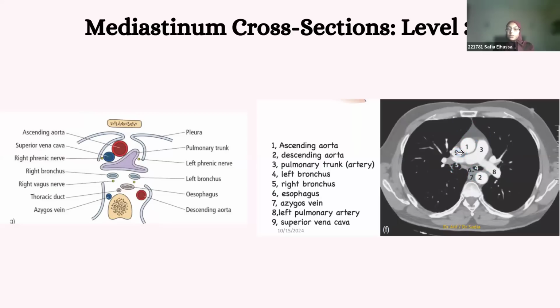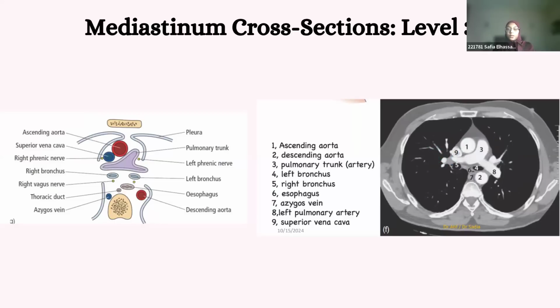And if we were to go just a little bit up, we would see that it would arch over like this. Number 3 is the pulmonary trunk. The pulmonary trunk is coming directly out of the right ventricle and it branches to give you the pulmonary arteries. For example, number 8, this right here, is the left pulmonary artery that's coming directly out of the pulmonary trunk. Number 9 is the superior vena cava. It's still in the same position as it was before.